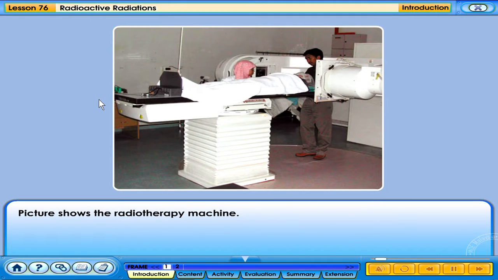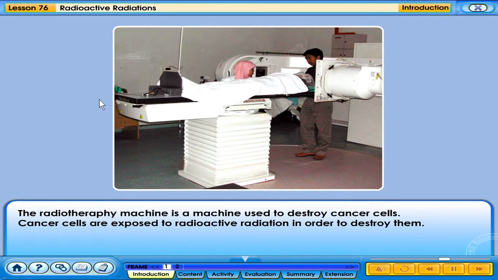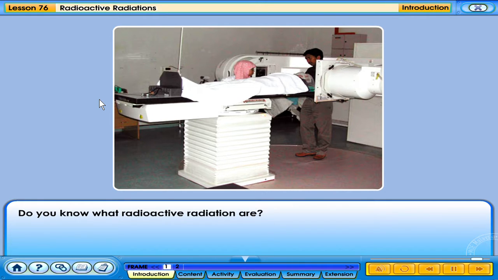Picture shows the radiotherapy machine. The radiotherapy machine is a machine used to destroy cancer cells. Cancer cells are exposed to radioactive radiation in order to destroy them. Do you know what radioactive radiations are?